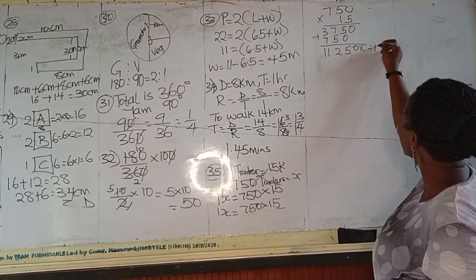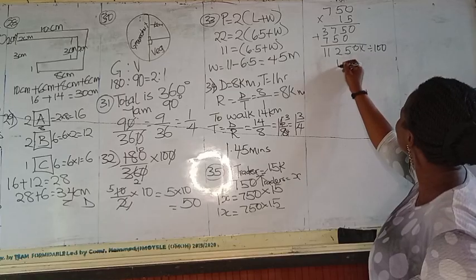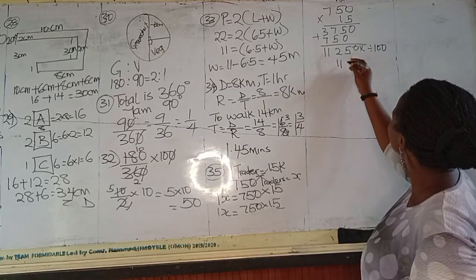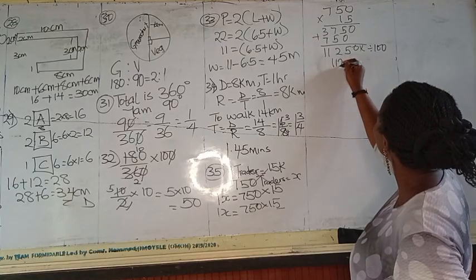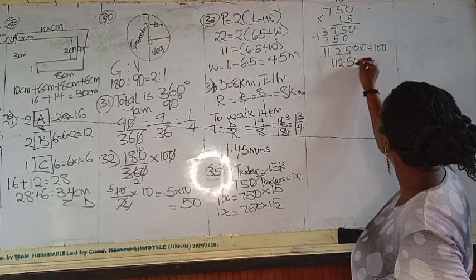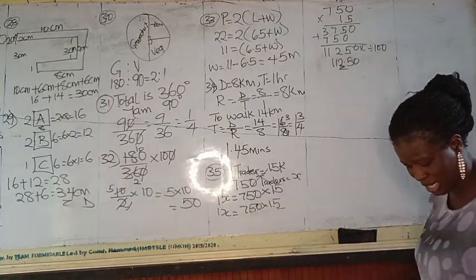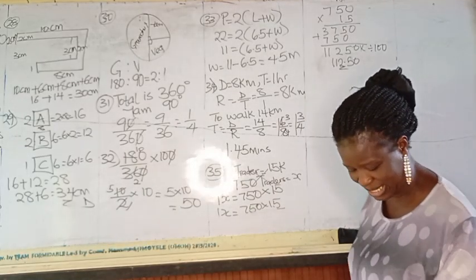So to put it in naira, we divide by 100, and that is going to give us 112 naira 50 kobo. So that is the price that will be collected in the market that day.